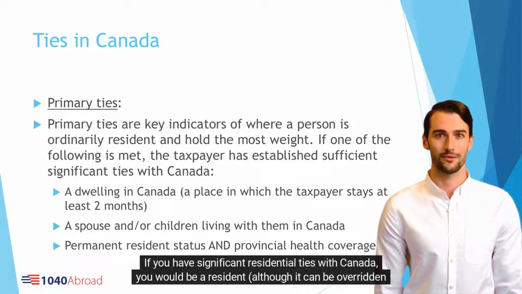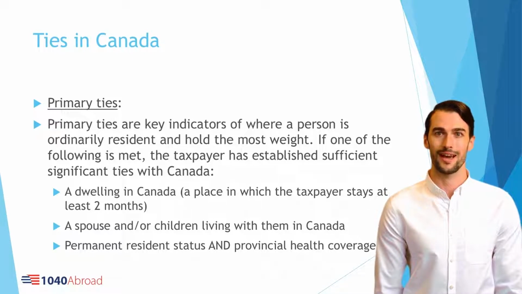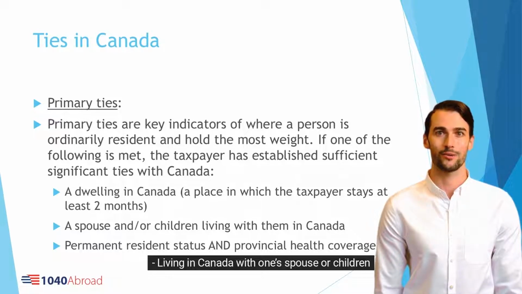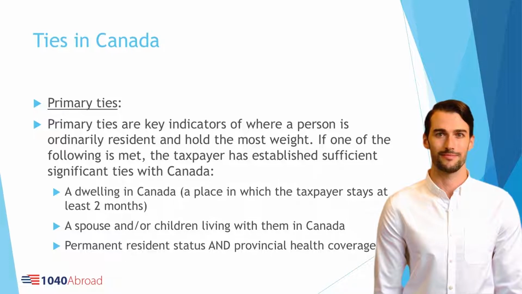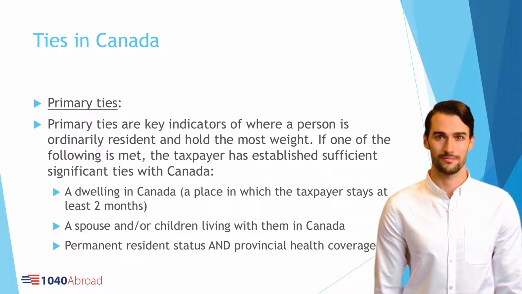If you have significant residential ties with Canada, you would be a resident, although it can be overridden by the tax treaty. The primary ties would be having a dwelling in Canada, a dwelling being a place at which you stay at least 2 months; living in Canada with a spouse or children; having permanent resident status; and having provincial health coverage.